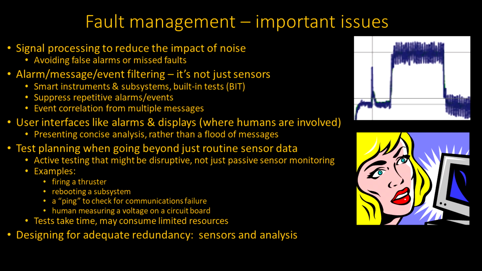There are some important issues to deal with in fault management. One is that anytime you're dealing with sensors at all, you probably have some signal processing you need to do to reduce the impact of noise. Looking at the graph to the right here of a variable over time, this is a sensor reading, and you have all kinds of noise in there. The result could be false alarms, which are misleading and dangerous, and an annoyance to people if nothing else. Or you might actually miss a fault because of noise. So you have to deal with that one way or another.